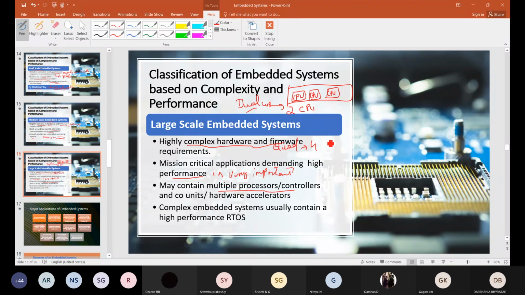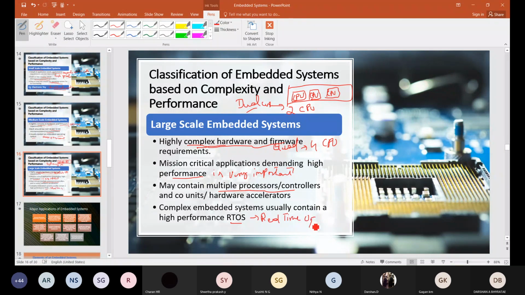Okay, so for a large scale embedded system, we are going to use a multiple combination of CPUs because of the more and more complexity in the hardware. That is why we are going to use more CPUs in a single chip of IC. That comes under the category of large scale embedded system here. Okay, and here we are going to use an operating system, which we call a real-time operating system.